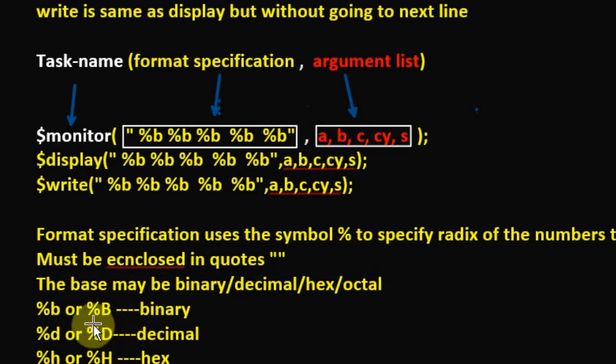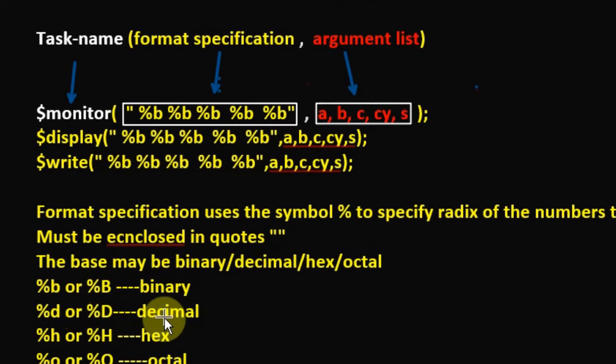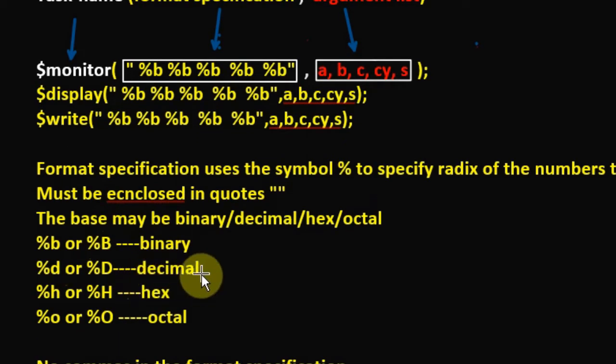And this base can be either binary. So if the number has to be displayed in binary, we make use of the symbol small b or the capital B, or this base can be decimal. If it is decimal, then we make use of this percentage d or percentage capital D. For hex, we use the symbol small h or capital H, and for octal, we use the symbol small o or the capital O.